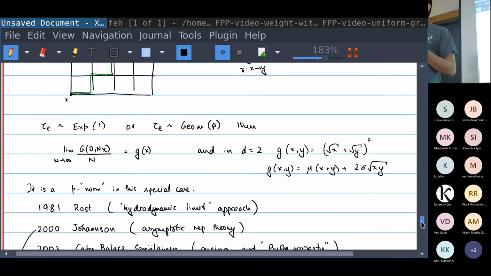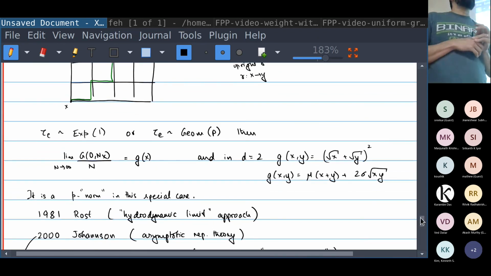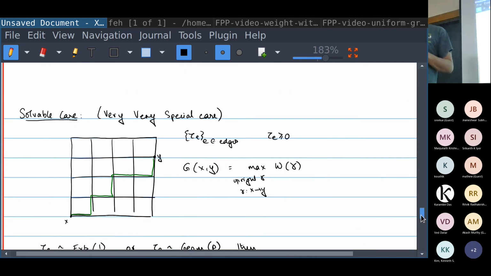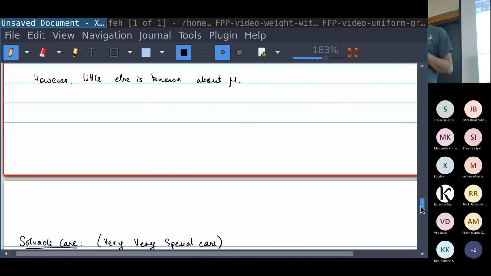One more question. You said, however, little else is known in the first passage case itself. And then you went to the solvable case and changed to last passage. I changed to last passage percolation and said, in the solvable case for these very, very particular weights, the limit shape is known, and this is because of this remarkable connection.